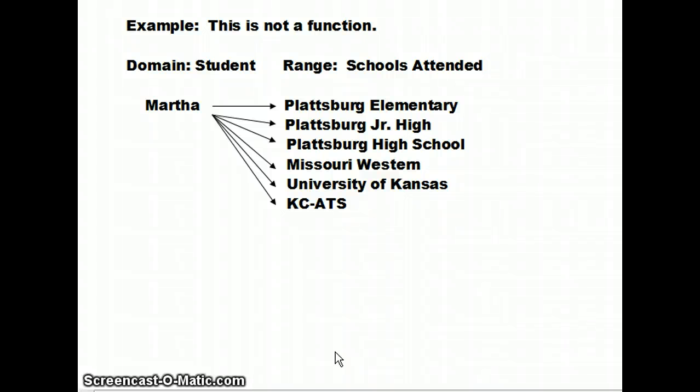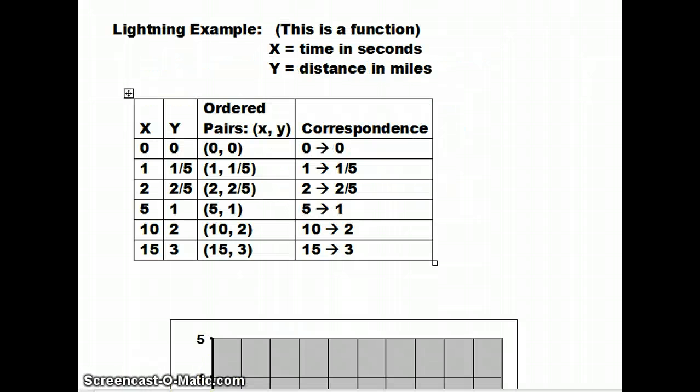On page 2 is an example of something that's not a function. The domain is a student like myself, and the range is the schools I've attended. So I have more than one arrow going from my name to schools that I've attended. This is not a function because it has to have only one arrow going from me to the schools that I've attended.